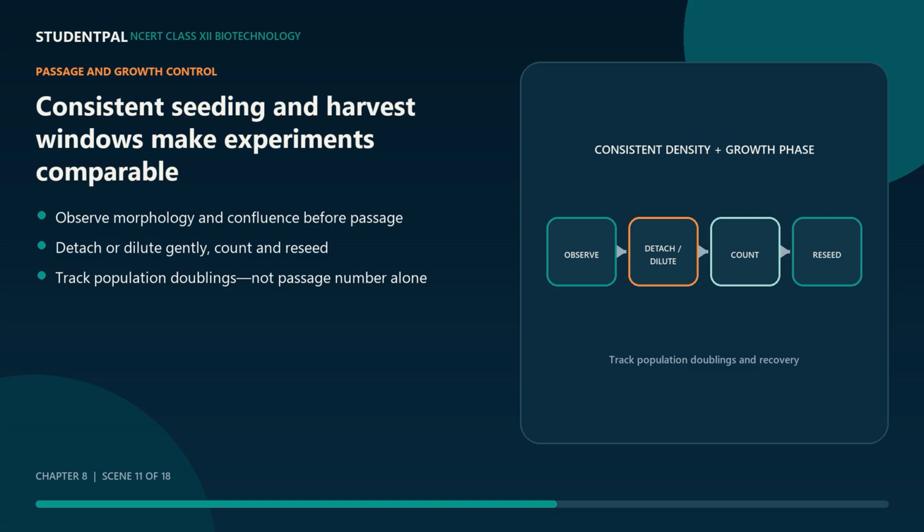Experiments should use a defined density range, similar growth phase, and consistent time after seeding. Over-trypsinization, harsh pipetting, prolonged handling outside controlled conditions, and inaccurate counting reduce viability. A passage is successful only when cells recover normal attachment or growth and retain the required identity and function.